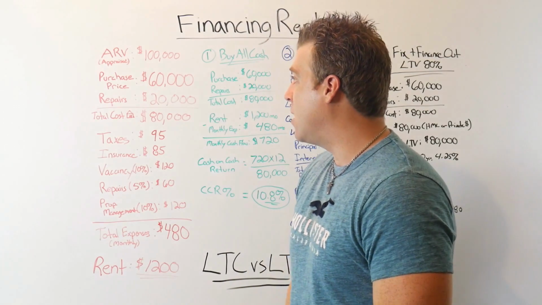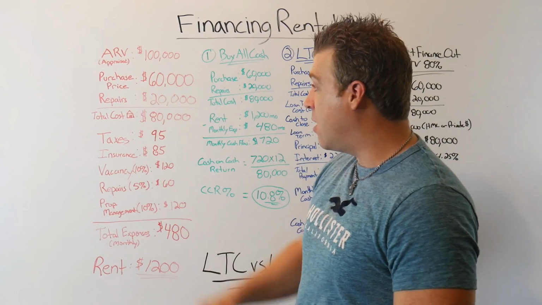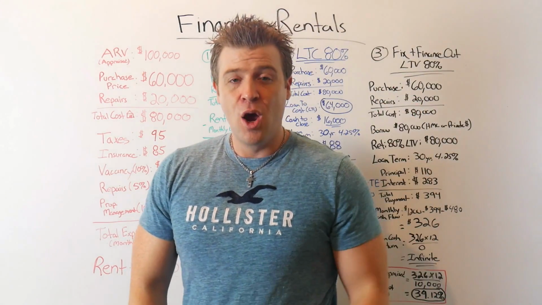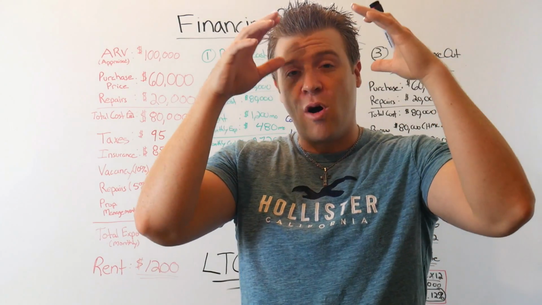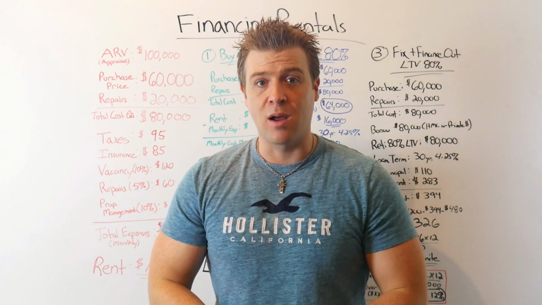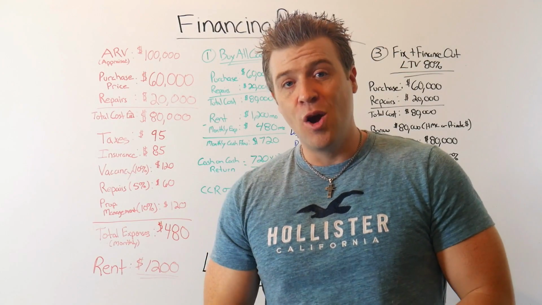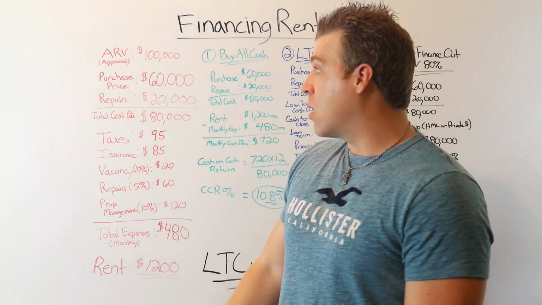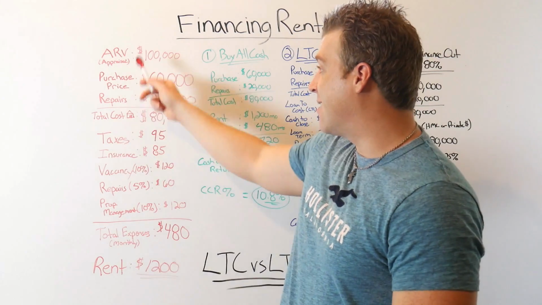So let's look at this example here, guys. We're gonna use this property right here for each one of these examples on the board behind me. We're gonna look at a property that we fund with all cash, then one that we use a bank loan with a loan to cost loan, and then we're gonna talk about a fix and finance refinance method where we're using a loan to value loan, but all these examples are gonna be using this exact property.